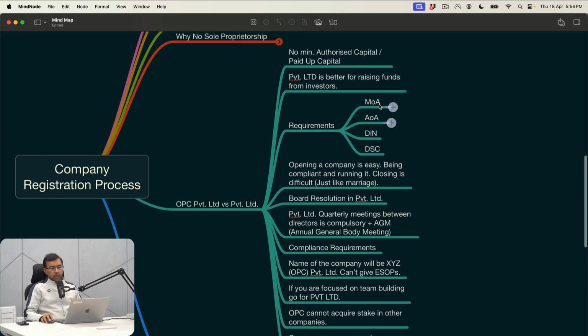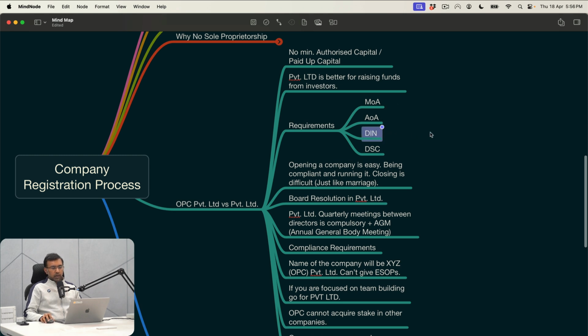There will be something called MOA, AOA, which is Memorandum of Association, I guess. I hope I'm right. Articles of Association. We will talk more about it. Probably I will do a podcast with my CA and ask him what is the purpose of these 2 documents. These are just legal requirements.